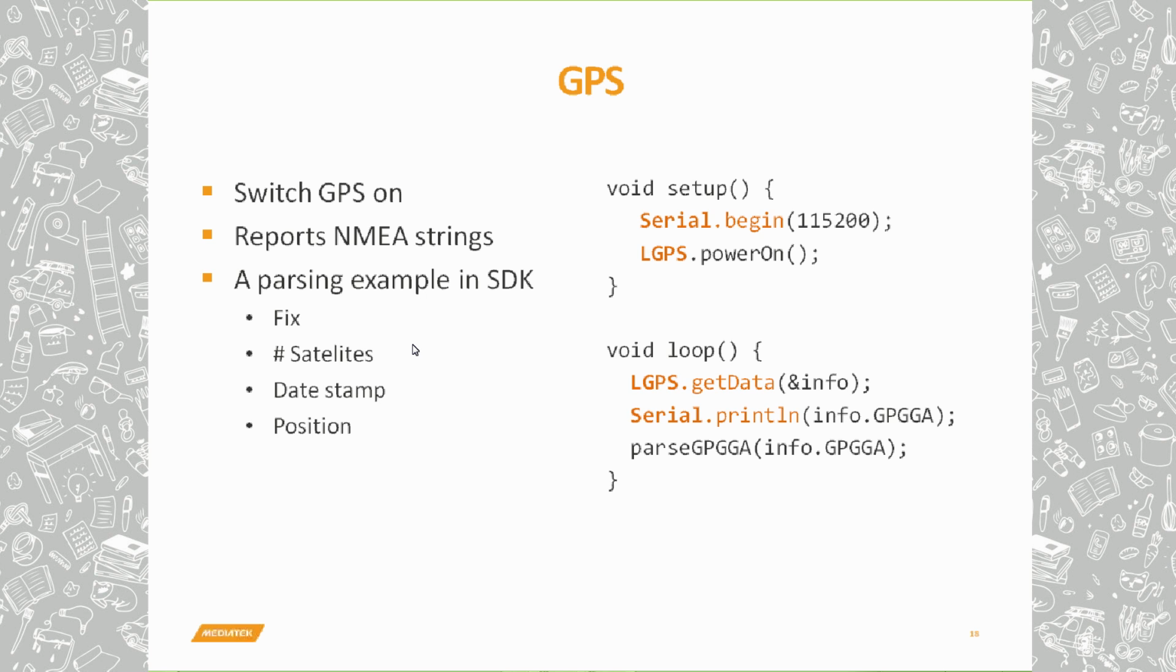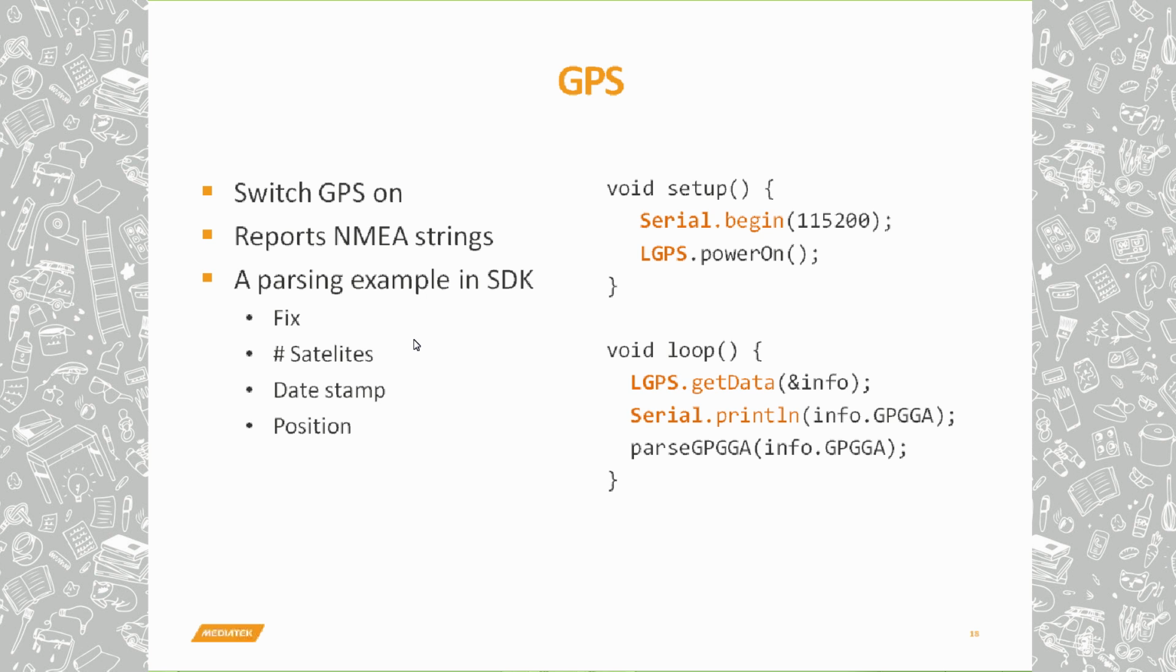These NMEA strings are basically comma-separated strings with different kinds of information. For example, this GPGGA has, if you have a fix, if you have a fixed location, the longitude, the latitude, how many satellites you currently view, and how accurate the signal is. You get different strings where you can find information like the altitude, the speed over ground, or the direction you're traveling in. So there's a wealth of information.